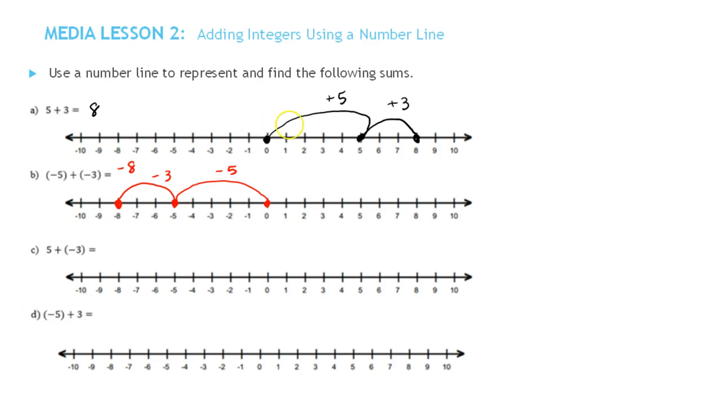So notice, just like we saw with the chips, these two quantities are moving in the same direction, both positive or both negative, so they're accumulating a total distance of their absolute values.